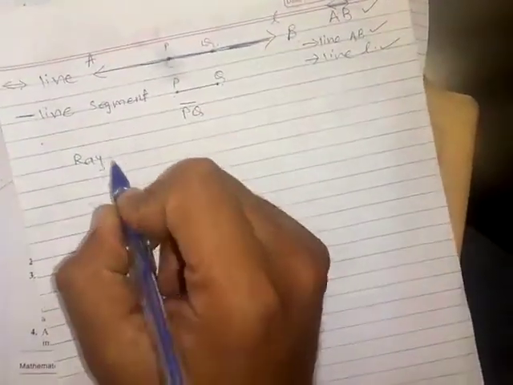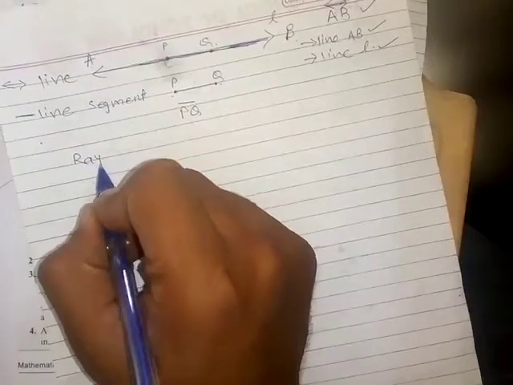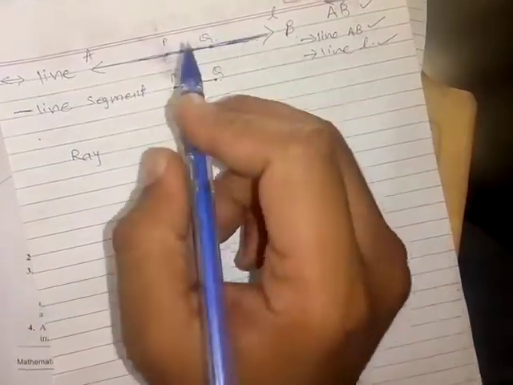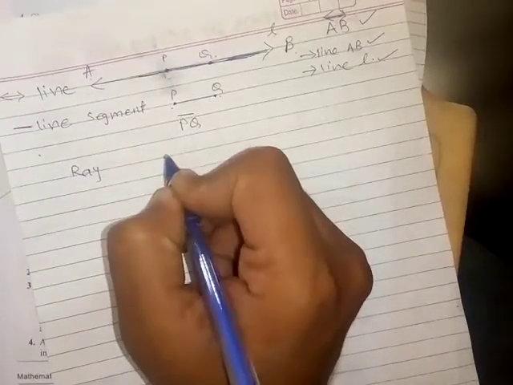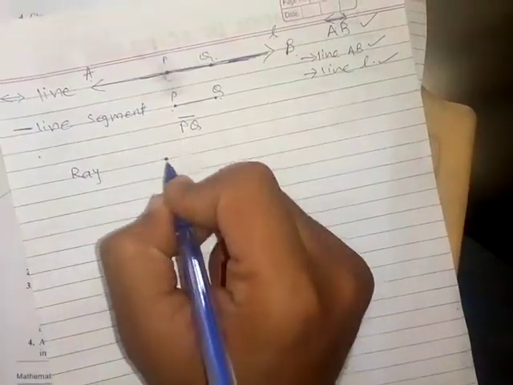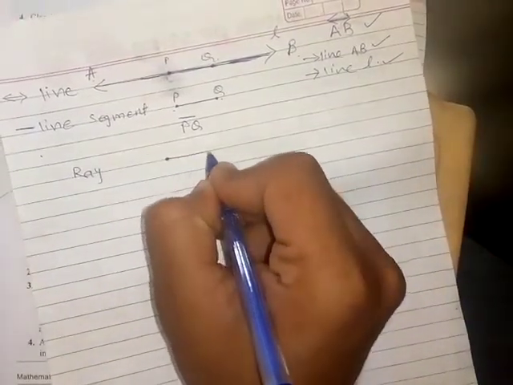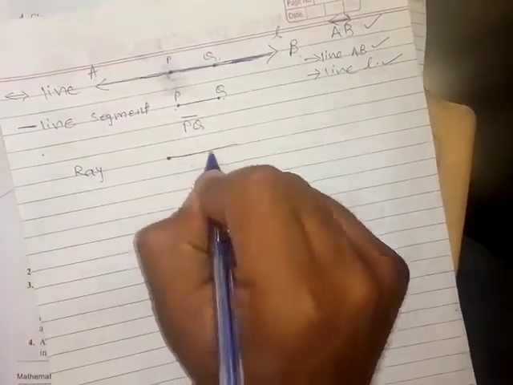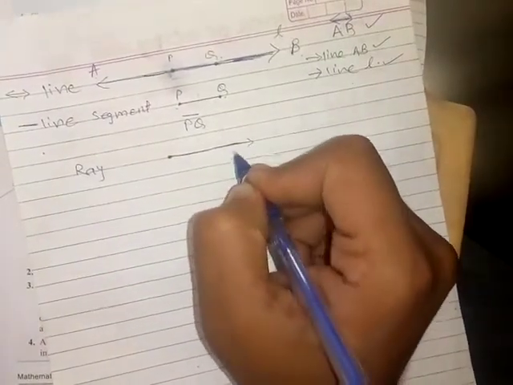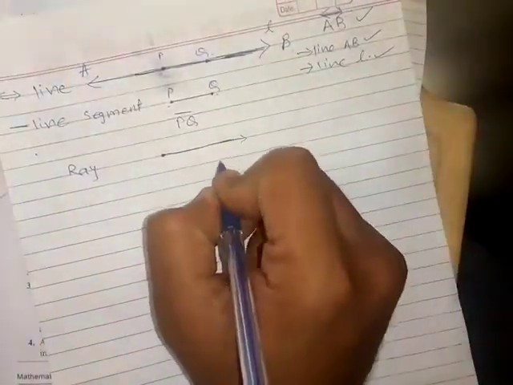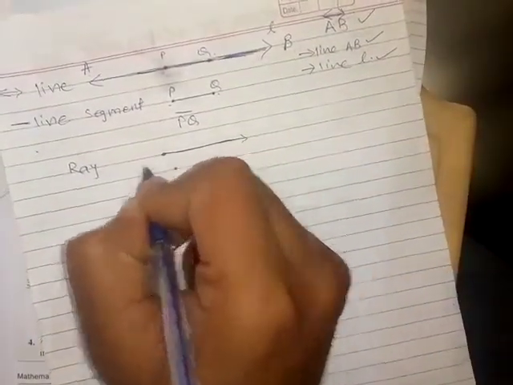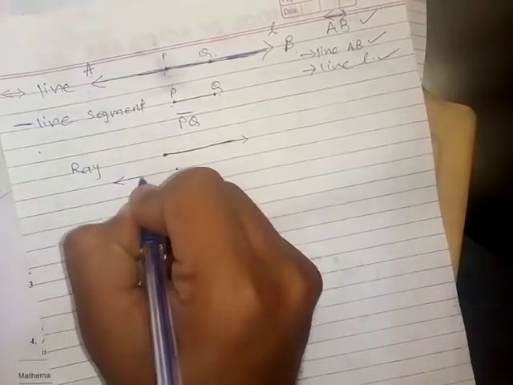Let's see that ray. What is a ray? A ray is also one part of a line. It has one side that is limited, and it increases along one straight path endlessly. That is called a ray. You can draw a ray either to the right side or to the left side; we can extend the ray on this side also.